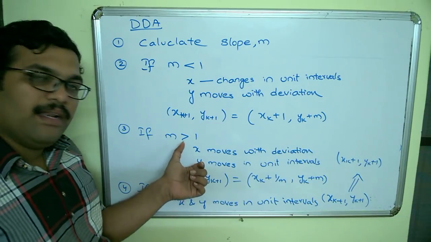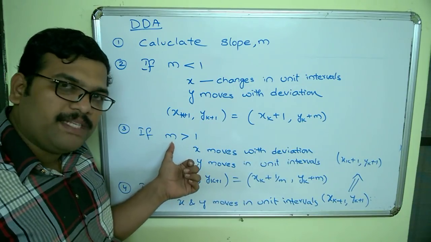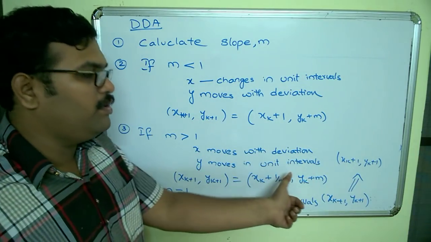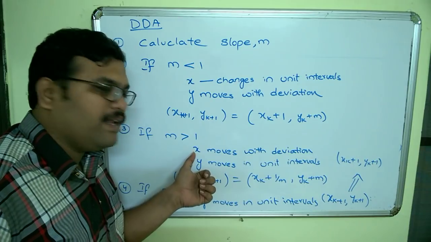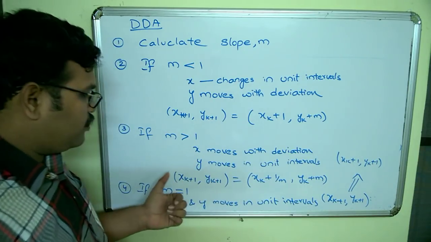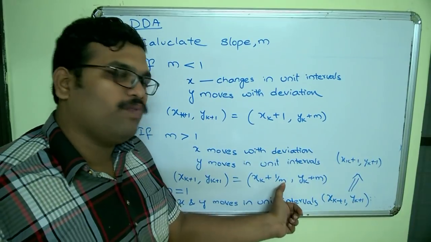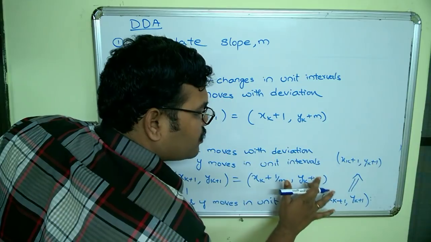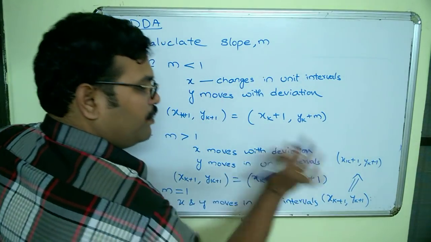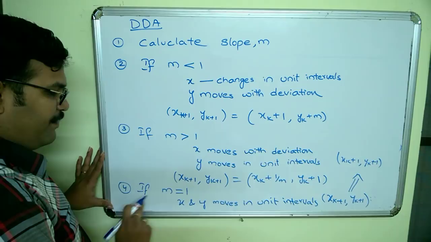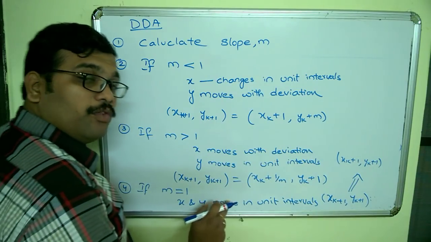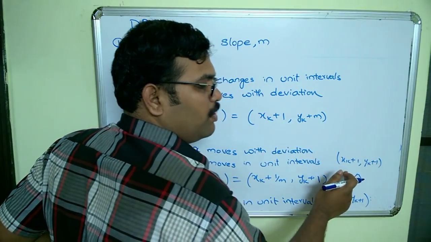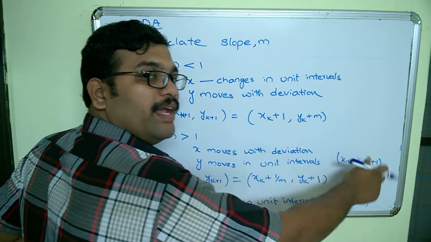And if m is greater than 1, that means the slope is greater than 1, then x moves with some deviation and y moves in unit intervals. So we have to find the next coordinate of x. So xk plus 1 is equal to xk plus 1 by m, comma, yk plus 1, because y moves in unit intervals. And if m is equal to 1, x and y both will move in unit intervals. So xk plus 1 comma yk plus 1 is equal to xk plus 1, yk plus 1.